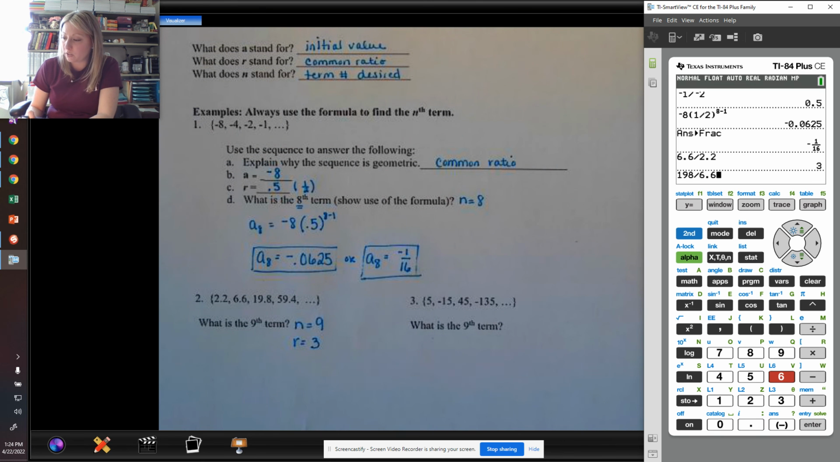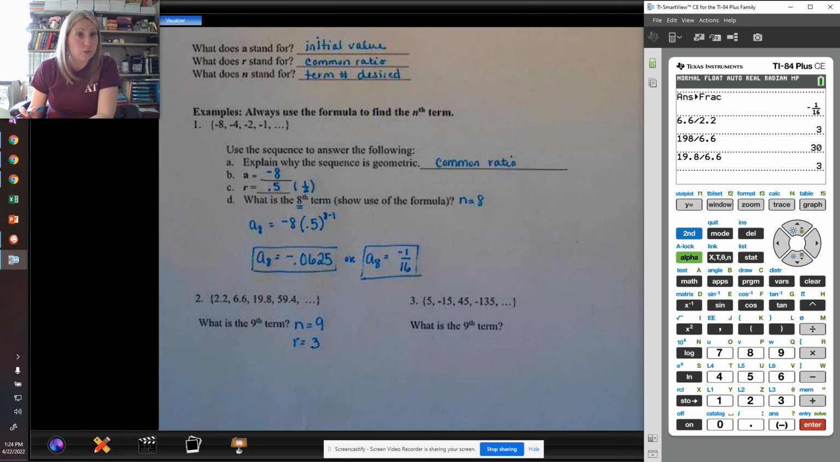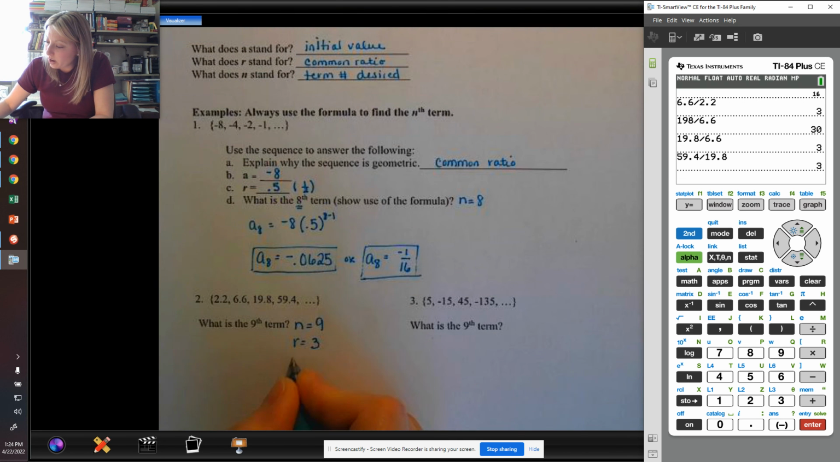19.8 divided by 6.6. Did I do that right? I did not. 19.8 divided by 6.6. Thank you. Is 3. My common ratio is 3. Missing a decimal makes a difference. And let's see here. Let's divide 59.4 by 19.8 to get our common ratio of 3. Fantastic. What's our A value?